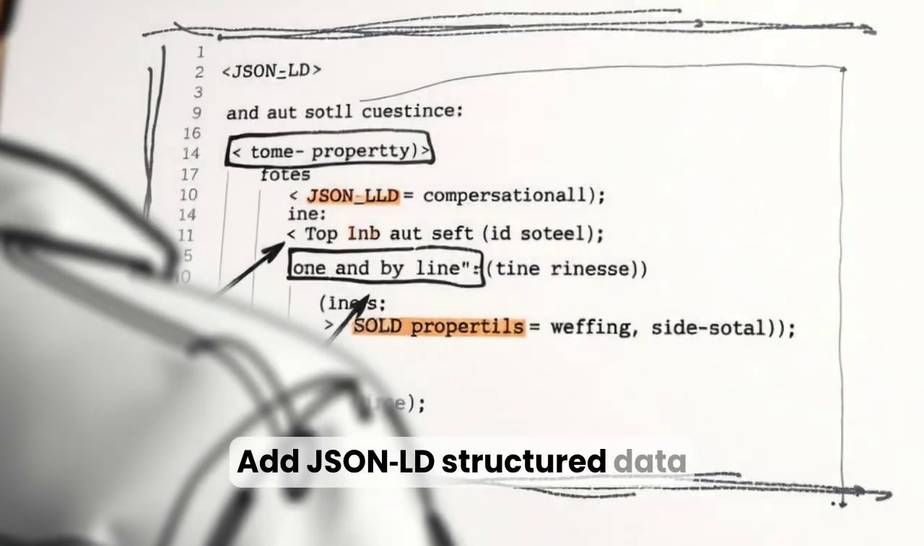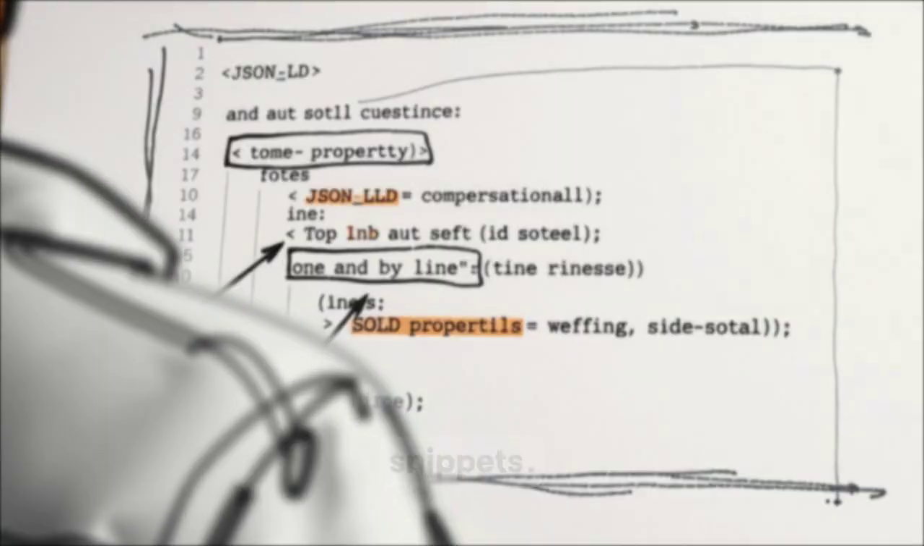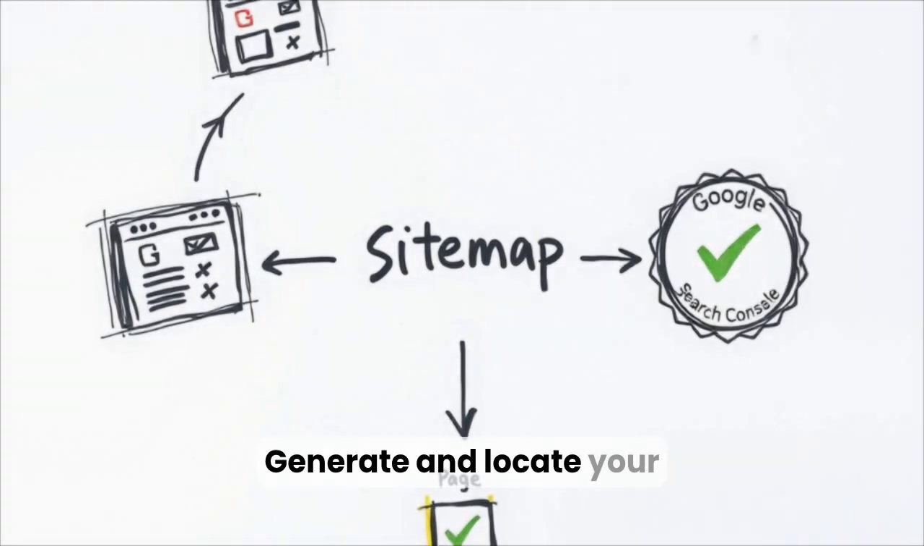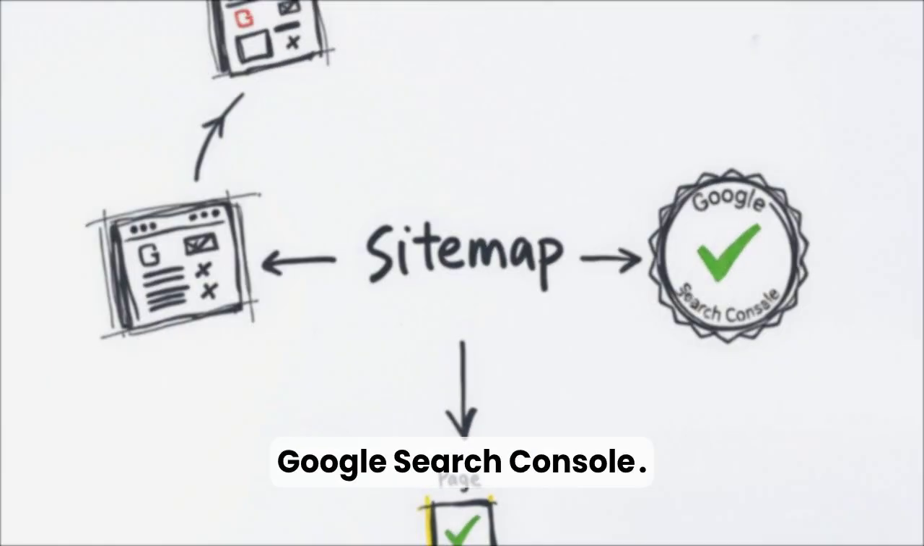Add JSON LD structured data for articles, products, or local business using site code snippets. Generate and locate your sitemap.xml in Wix, then submit it to Google Search Console.